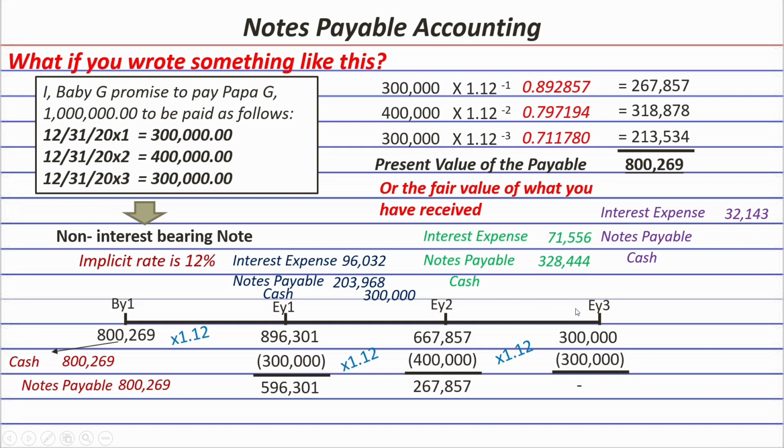Okay? In the end of year 3, of course, we have 0 versus 267,857. So 267,857 after 1 year is already 0. So that means we need to debit here 267,857. Okay? So those are the debits. And the credits are simply the scheduled payments of 400,000 at the end of year 2 and at the end of year 3, 300,000. Okay? So that's it for recording.